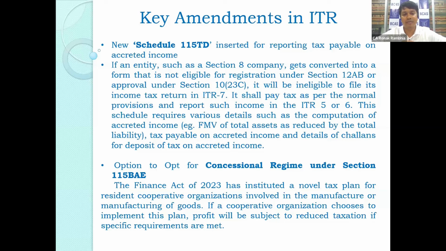In this Finance Act of 2023, there has been one more addition of 115BAE. So option 2, opt for concessional regime under Section 115BAE for cooperative organizations, has been added. It is a novel tax plan for resident cooperative organizations involved in the manufacturing of goods. So if a cooperative organization chooses to implement this plan, profit will be subject to reduced taxation if specific requirements are met, that is, specified conditions in the provisions are met. Then one can take the benefit of a concessional regime under Section 115BAE.